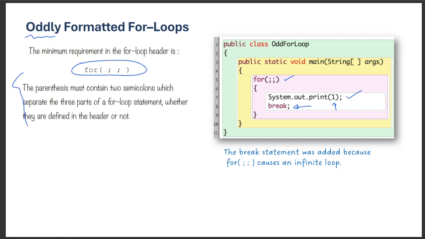So the parentheses must contain 2 semicolons, which separate the 3 parts, whether they are in the header or not. It is a legitimate for loop. The code compiles and executes. And again, we had to put a break statement in so it didn't go into an infinite loop.